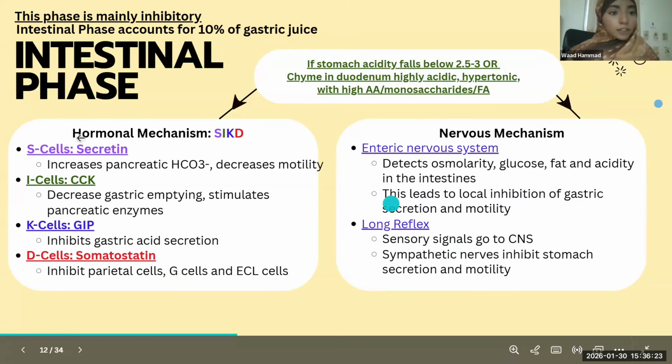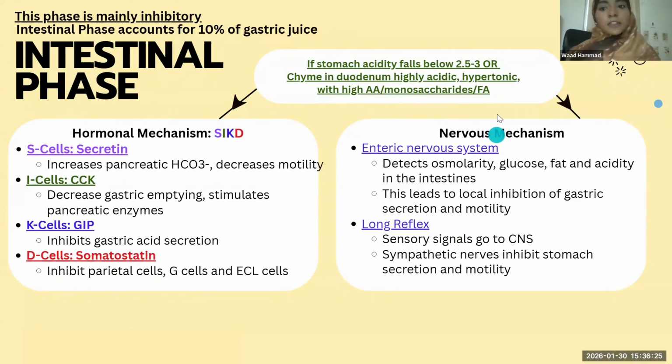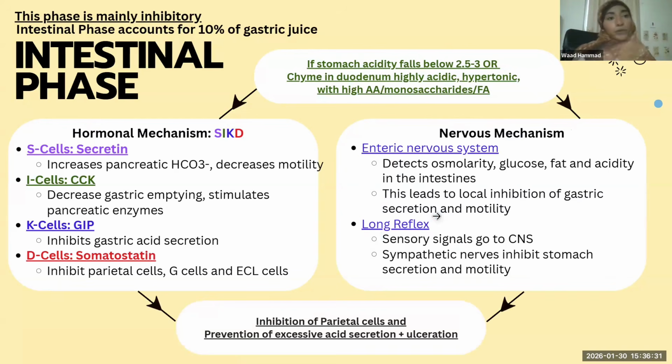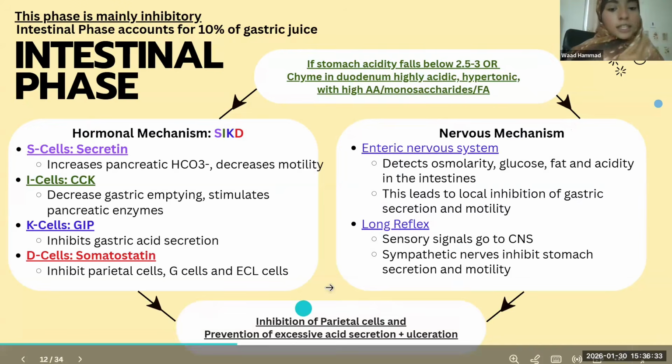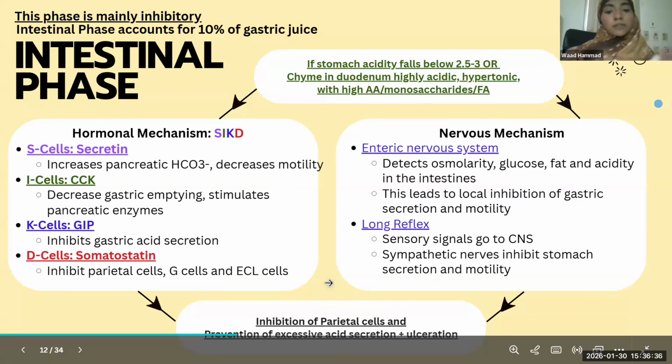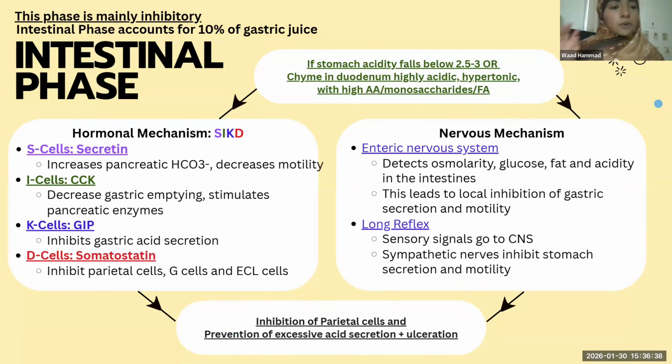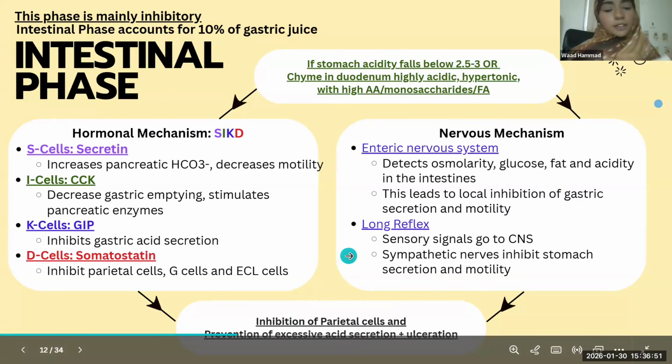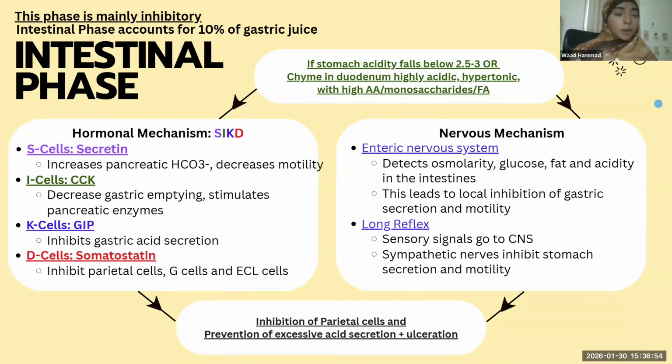So again, we have two mechanisms: the hormonal mechanism with SIC-D, and the nervous mechanism with the enteric nervous system and the long reflex. Both of these together combine and lead to the inhibition of parietal cells and the prevention of excessive acid secretion and ulceration. So one last time, in the intestinal phase, we want to inhibit any of the acid secretion, motility, or enzymes. Everything stops. So we have hormonal and nervous, and that inhibits the parietal cells and excessive acid secretion so that we don't have ulceration, both in the stomach and in the duodenum. And that wraps up the intestinal phase.